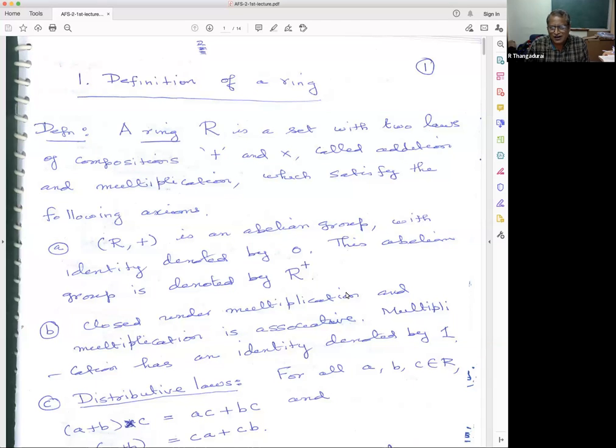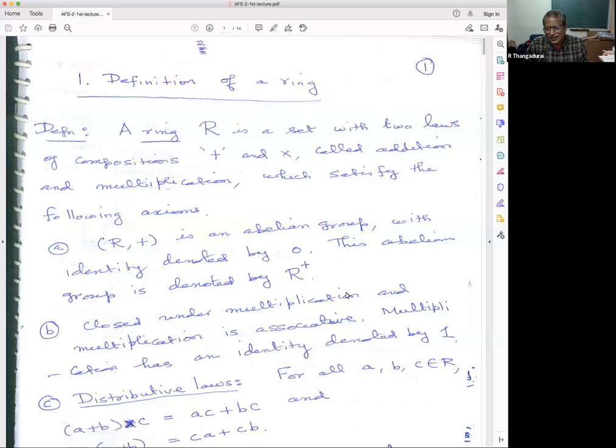A ring R is a set with 2 composition laws or binary laws. So we basically write them like plus and cross. We call them addition and multiplication. With respect to addition, it is an abelian group with the identity element as the zero element, which we write as zero. The abelian group is generally denoted by R plus.